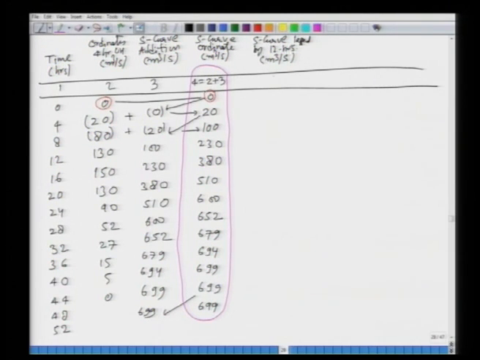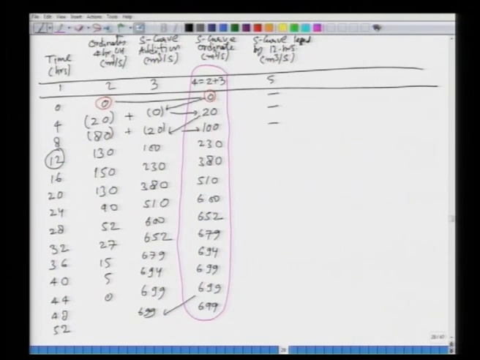12 hours means what? Let me first say that this is your column number 5. So, you will have dash in the first 3 entries. All right, 0, 4 and 8. So, the first entry is going to be at what? At 12 hour. Okay. So, because we are lagging it by 12 hours. How do we do that?